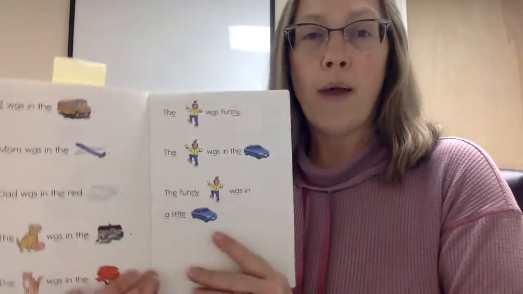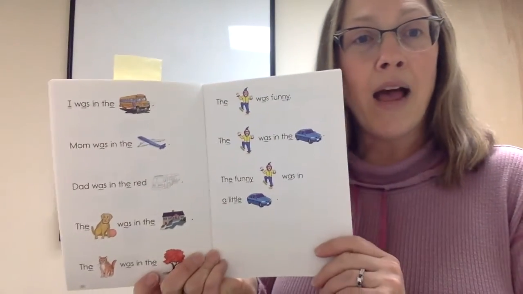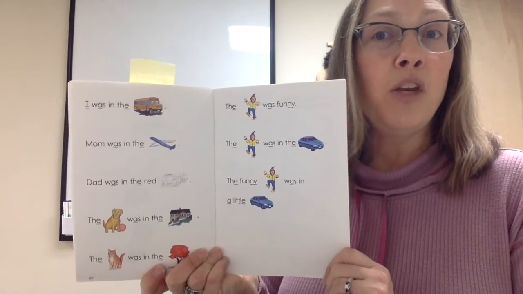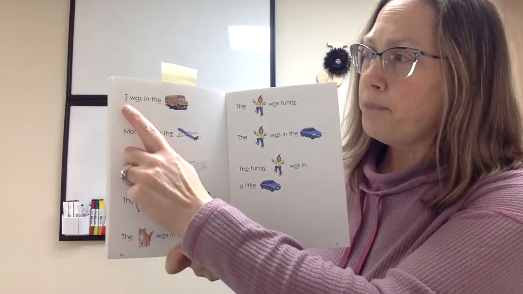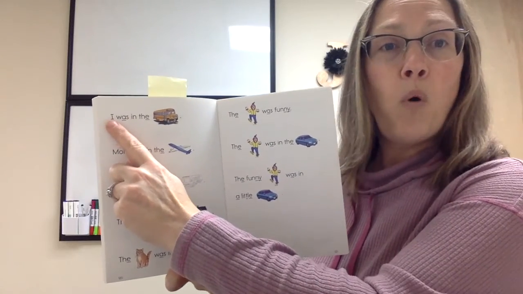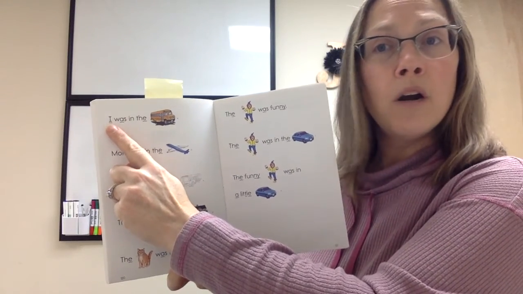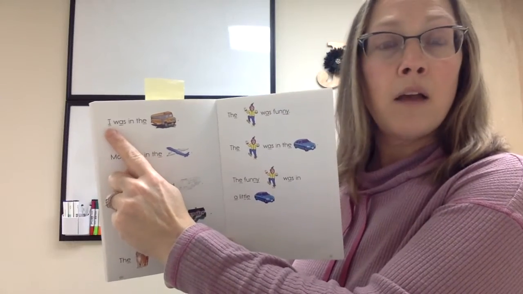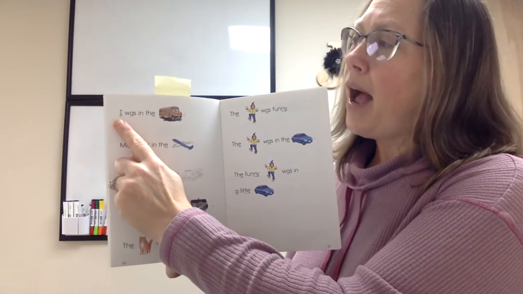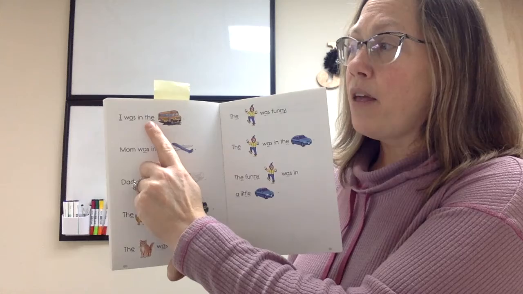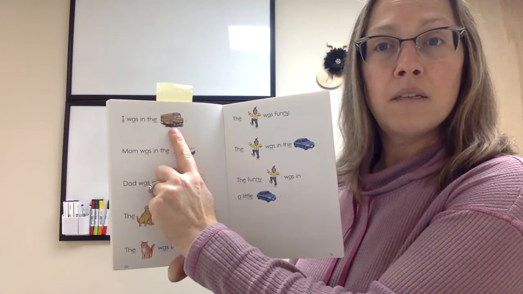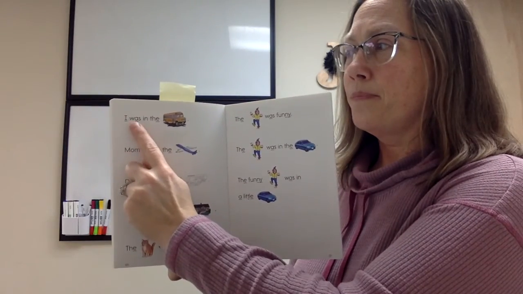Now that we have learned our word was, we are going to practice reading it in our picture reader. So I have our book again. I will read a sentence, then you will read the sentence. Notice that I point at each word so I can keep track of where I'm at. I was in the bus. Your turn.